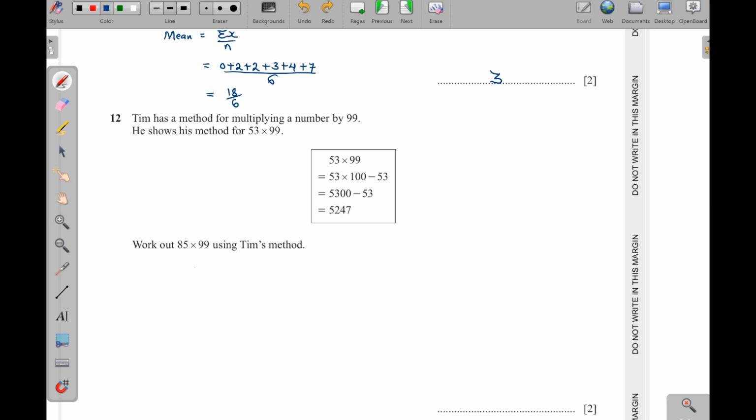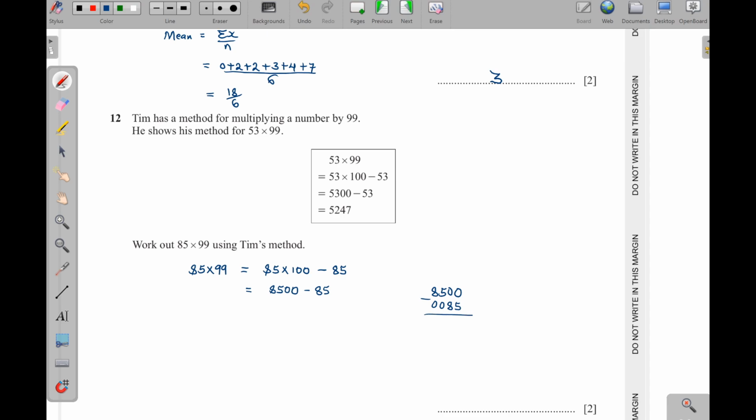So if it is 85 and we are supposed to use 85 times 99 and we are supposed to use this method, I will say this is 85, then times 100, then minus 85. So this one is going to be 8500, then minus 85. Okay. And then from there you can subtract the way you want.